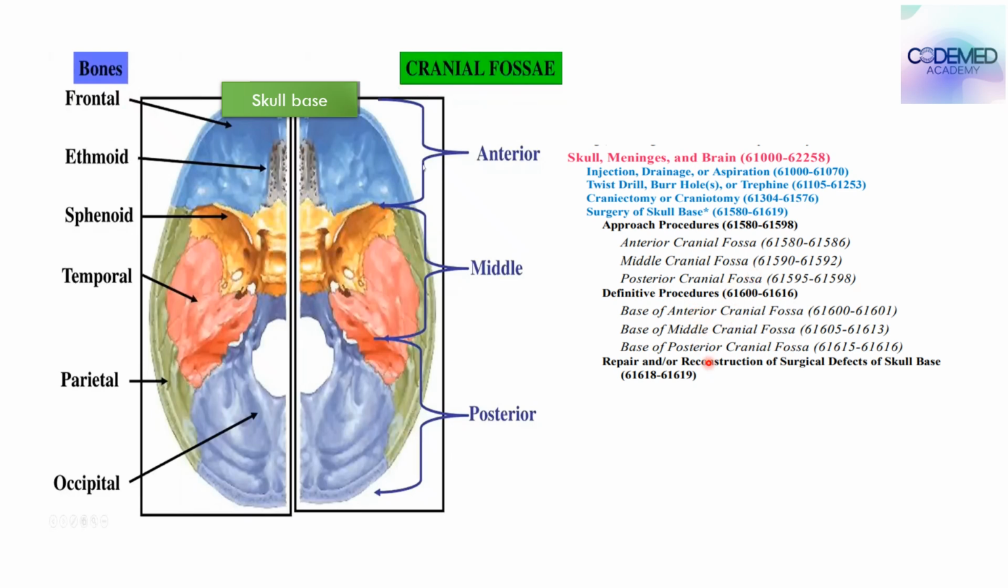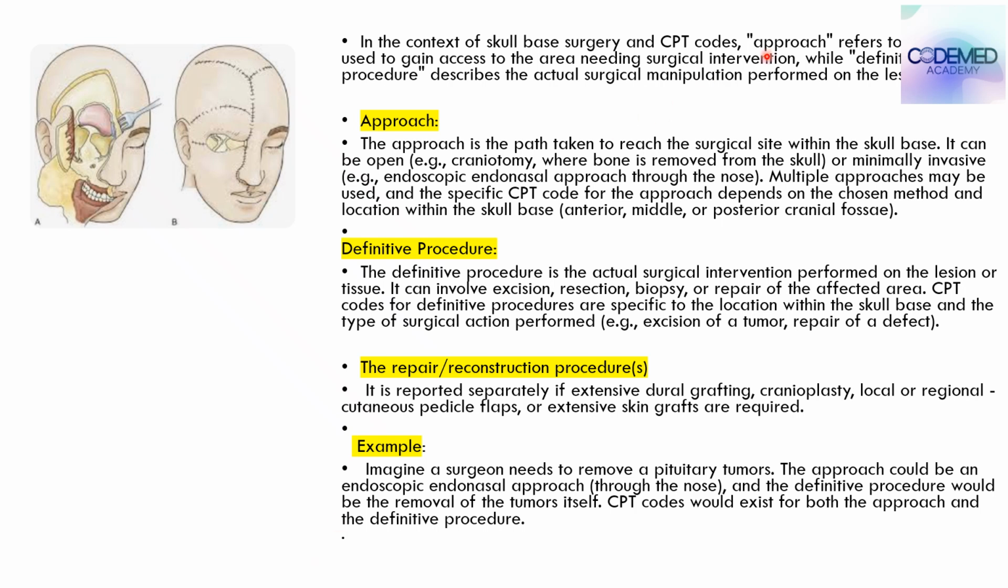And similarly here also. Now there are three important terminologies that you must have seen, that is the approach procedure, definitive procedure, and reconstruction. So what are these? We are going to see in the next slide. In the context of skull-base surgery, in the CPT code, the approach refers to the method used to gain access to the area needing surgical intervention, and the definitive procedure describes the actual surgical manipulation performed for the lesion or the tissue.